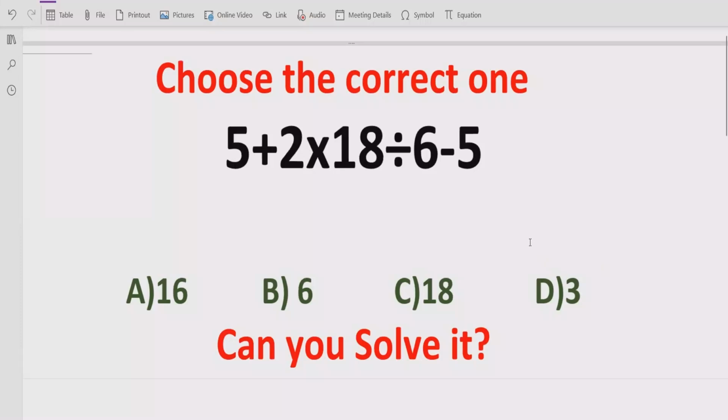Today we will solve another quiz which is related to arithmetic expression. The quiz contains the basic operations: minus, plus, multiplication and division. We have to solve this quiz using the PEMDAS and BODMAS methods and find out the correct answer. In the answer list we have 4 answers: 16, 6, 18 and 3. So let's see after solving it which answer is correct.